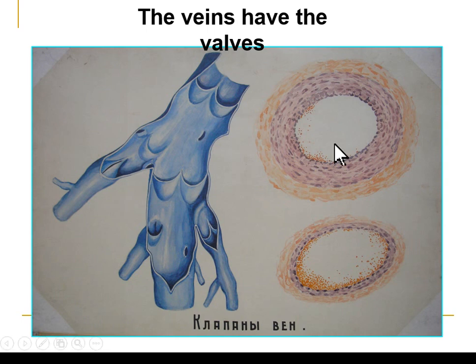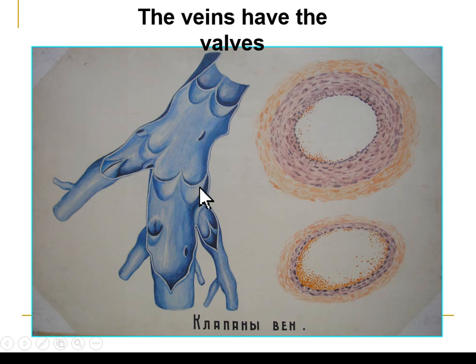In this picture we can see the valves of the veins. They have a pocket shape and direct the blood in only one direction, to the heart. They are parallel to each other.